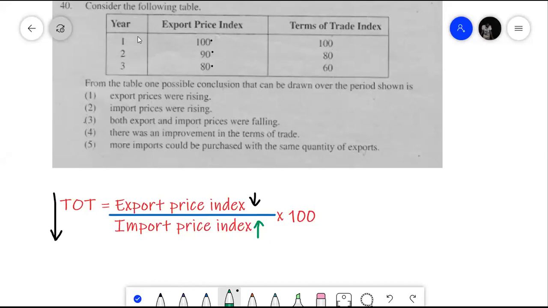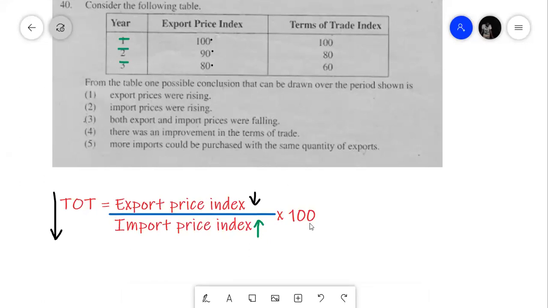Guys, you all can put the numbers and calculate also and see. For all of these, right? For all of these year 1, 2, and 3, right? You have the export price index, you have the TOT, you can put it to the calculation and you can find the import price index for all 3 years. I'm not going to go to that extent, right? Simply from the equation, you can figure out. So now based on this, tell me what answer can you get, guys? It's a very simple question. If you know the equation, if you know how the equation works, you can come up with an answer.